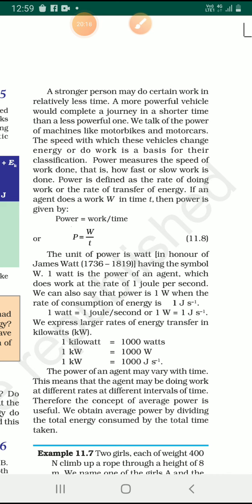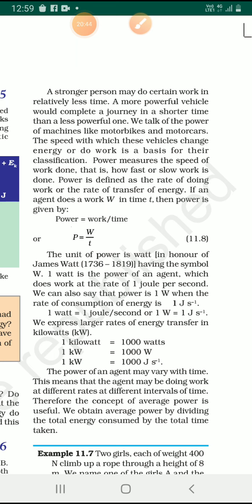A more powerful vehicle would complete a journey in a shorter time than a less powerful one. You know that there's a bike and there's a cycle, or you can compare a bike and a car. Which goes faster? If I ask you, you say, sir, the car will go faster than the bike. Why? Because it's very heavy, isn't it? So it differs, based on their potentialities.